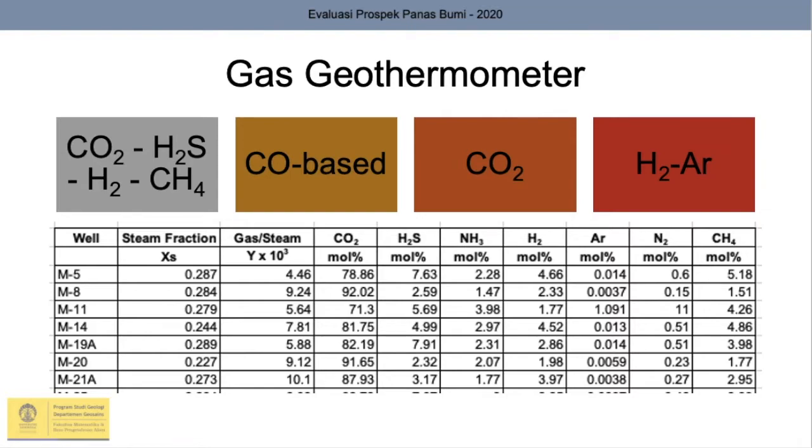And these are some examples of the gas geothermometer. We do analysis on the carbon dioxide, sulfur, and so on, depending on which gases are more dominant in the sample. And this is an example data type for the gas geothermometer. We obtain the data in fractions and in mole percent. It's different compared to the solute geothermometer, where we obtain the data in parts per million, or ppm.